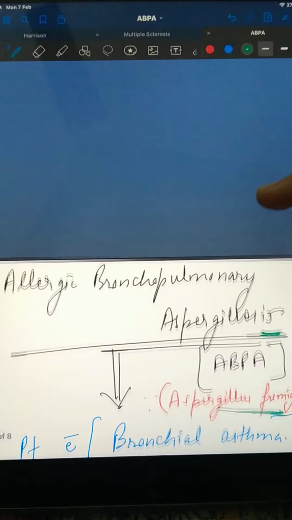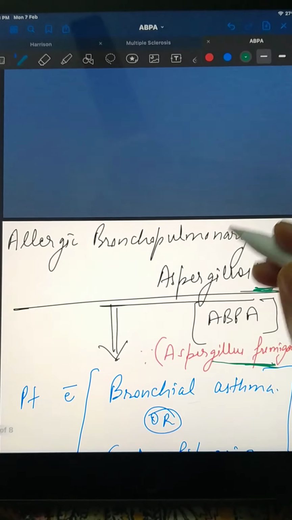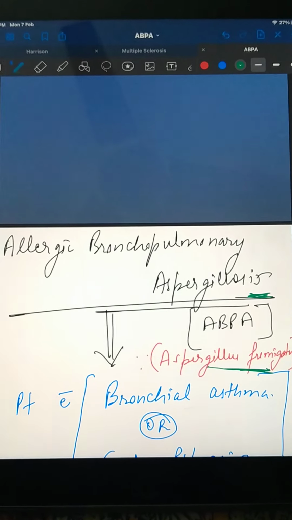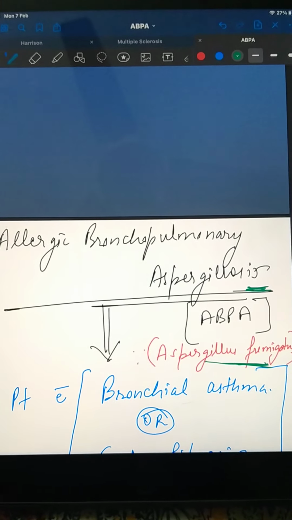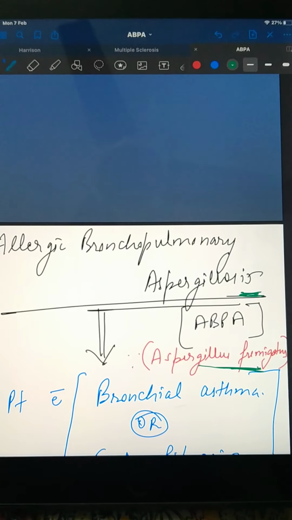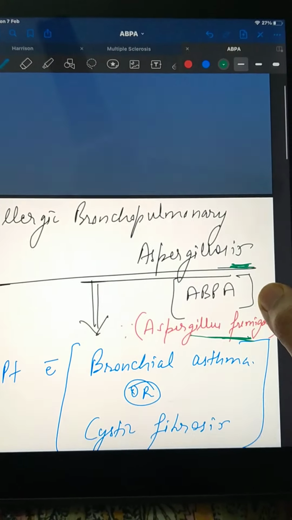Today's topic is ABPA, that is Allergic Bronchopulmonary Aspergillosis. So what is ABPA? It is a pulmonary infection, or a fungal asthma, due to a hypersensitivity reaction against the antigen of Aspergillus fumigatus mainly.